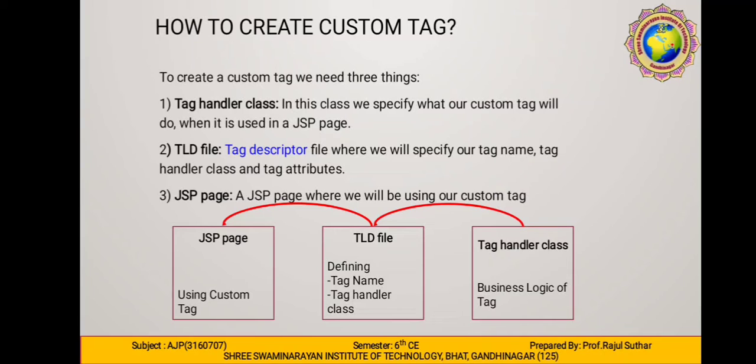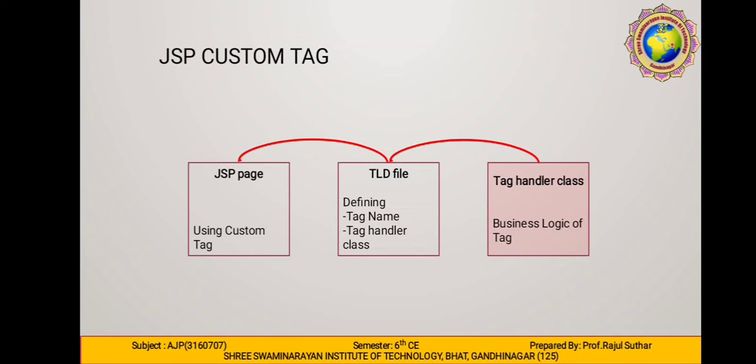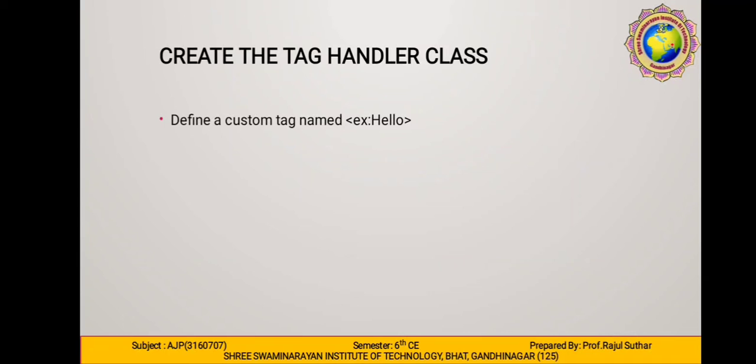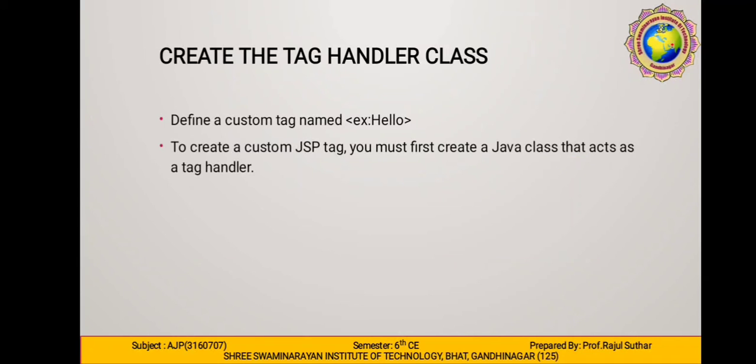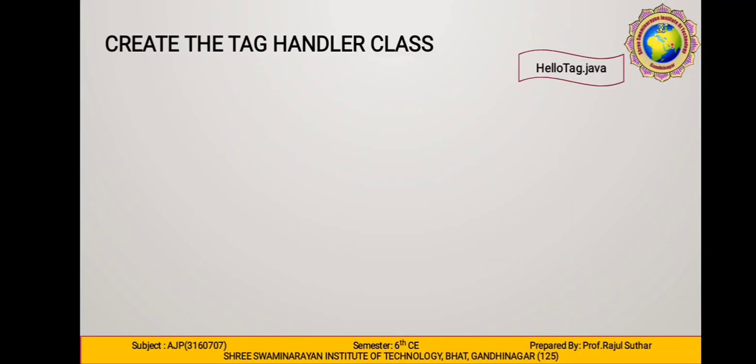The tag handler class is connected with the TLD file, and after defining the tag name as well as the tag handler class, we require a JSP page for the custom tag. So this is the creation of a custom tag. First, create the tag handler class and define a custom tag name, for example hello. To create a custom tag in JSP, you must first create a Java class that acts as a tag handler. So let us create a hello tag.